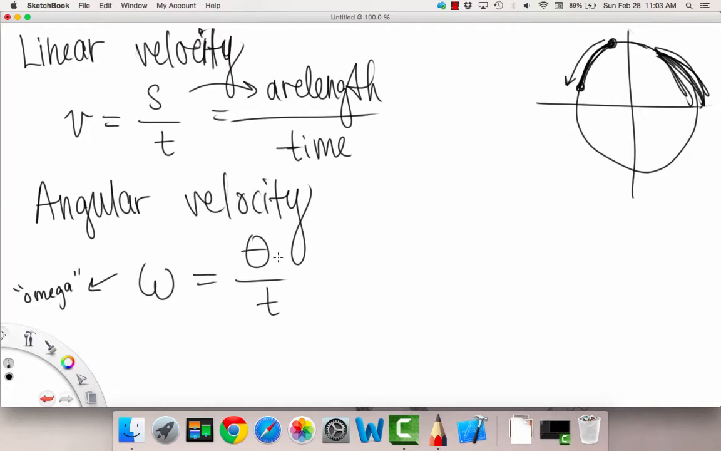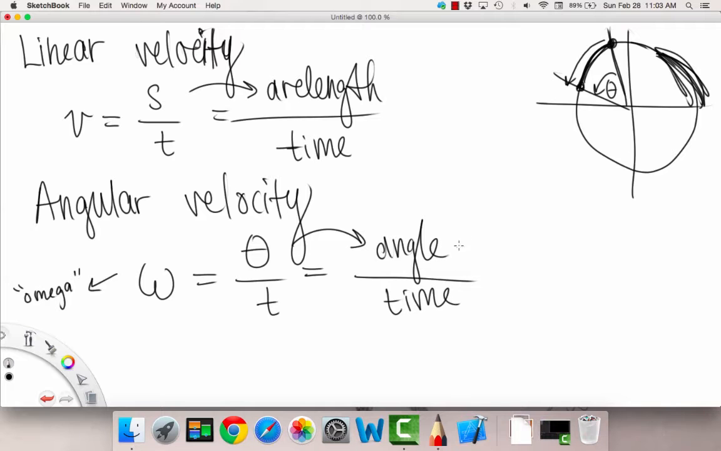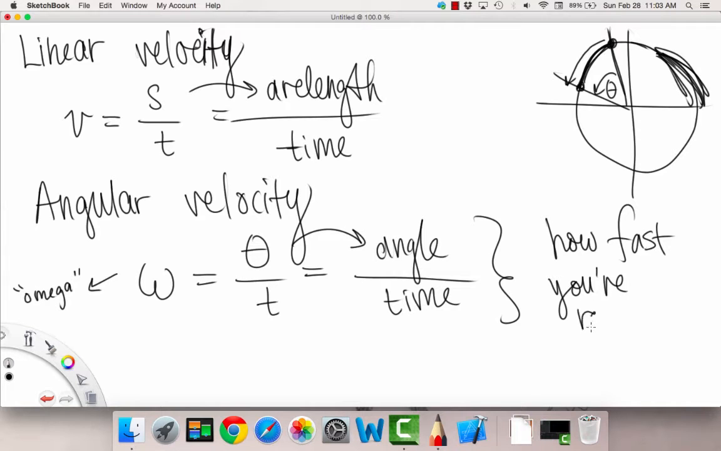And theta is just our normal angle, the angle that you rotate. Let's say we're moving from this point to this point, so theta would be this angle in between. So this is the angle we rotate, the angle that we travel, divided by time. That tells you how fast you're rotating.